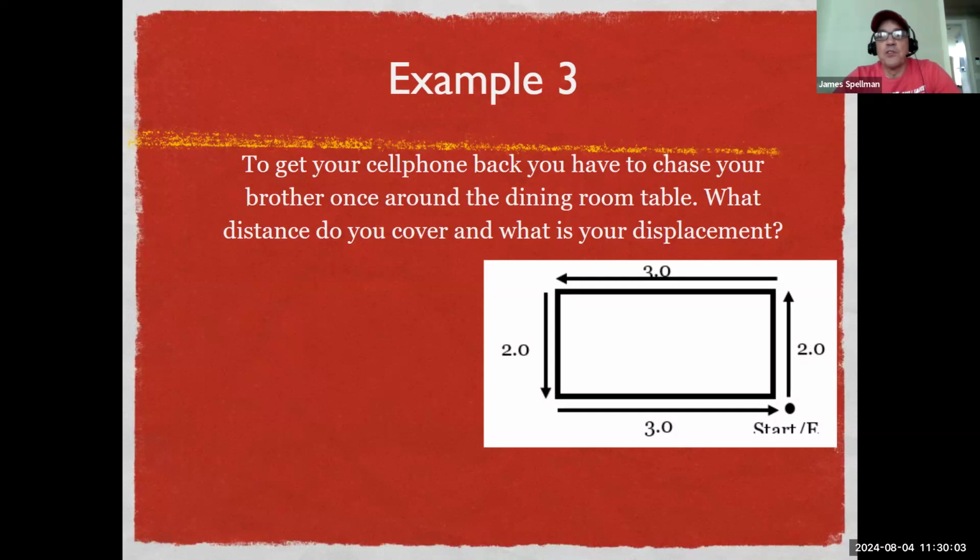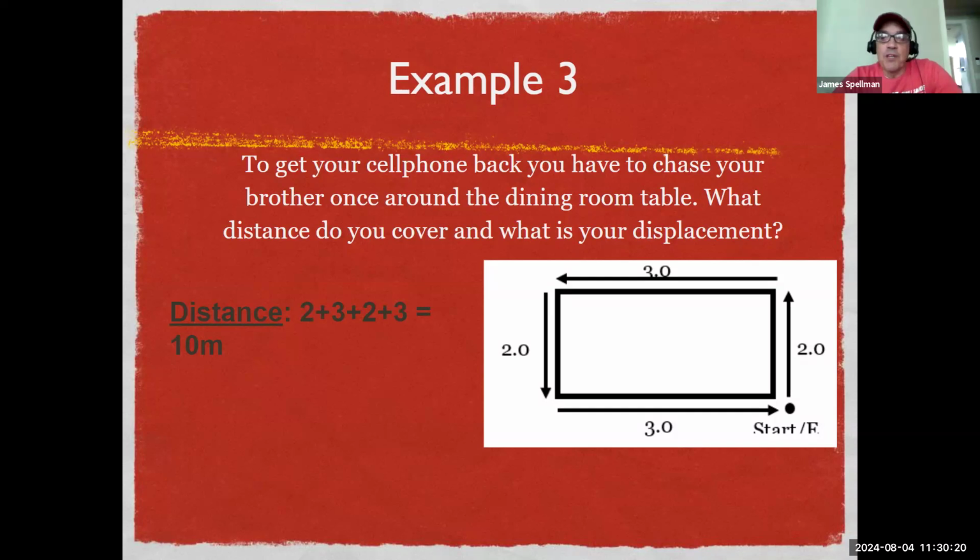So again, what is our distance? What's our displacement? Distance is the total amount that we went through with the path. So we're running all the way around the dining room table. So we go up 2, to the left 3, down 2, back over to the right 3. Just add all those numbers up and the distance is 10. So we move 10 meters.